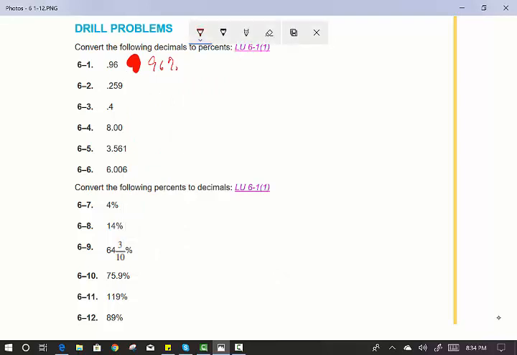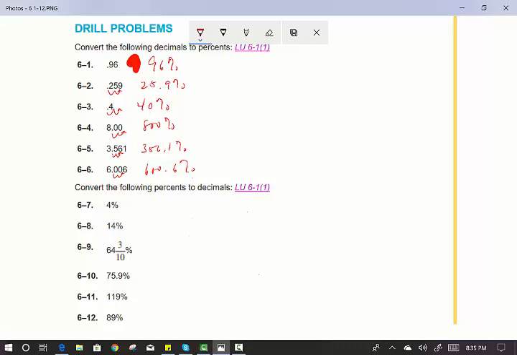And then number 2, move that decimal point 2 places to the right to make it 25.9%. Number 3, move the decimal place 2 places to the right to make it 40%. Number 4, 2 places right to make it 800%. Number 5, 2 places to the right to make it 356.1%. And number 6, 600.6%.